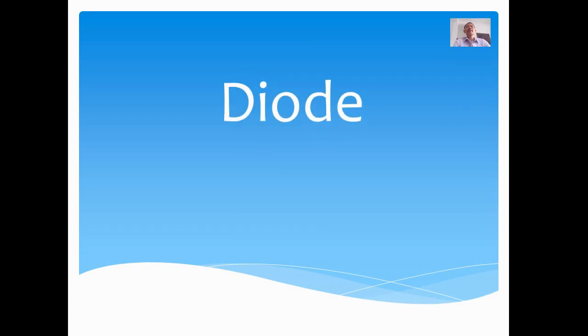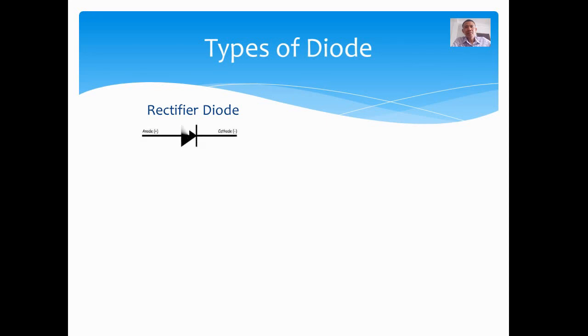Next is diode. A diode is an electronic component or device that allows the flow of current in only one direction. What are the different types of diode? First one is rectifier diode. The rectifier diode is the most common diode, or the general type of diode, which is used in converting alternating current into direct current. The basic symbol is used on rectifier diode.